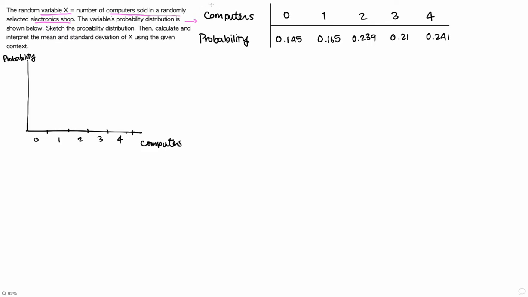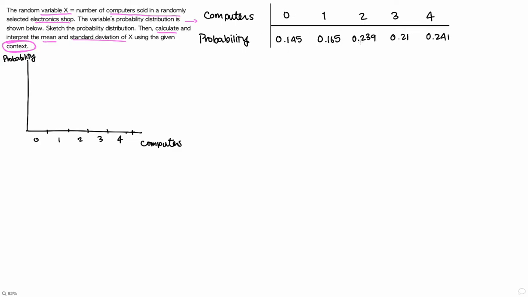So again, what they're asking us to do here is calculate and interpret the mean and standard deviation of this random variable using the given context. Remember that context is everything when we're talking about statistics problems. If we don't include context, then our analysis is really meaningless, right? So we want to include what we're talking about.